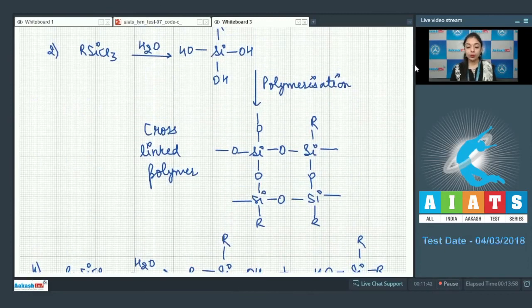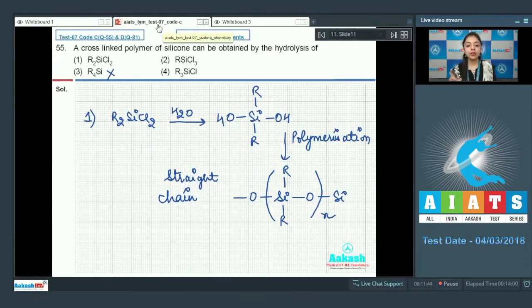So cross-linked polymer is only formed in the case of second one, that is RSiCl3. So option number 2 will be the correct answer. Fine. So moving on to the next one now, we have question number 56.